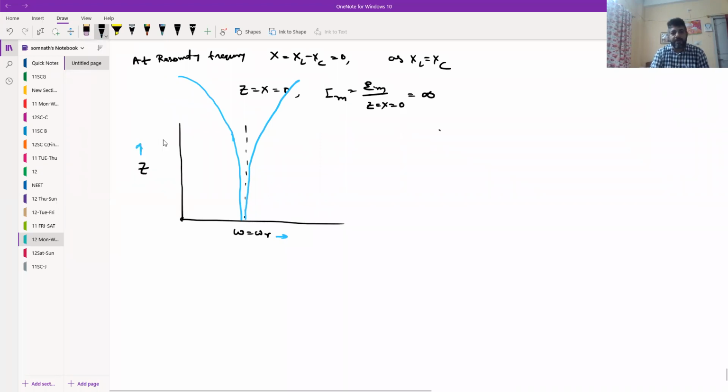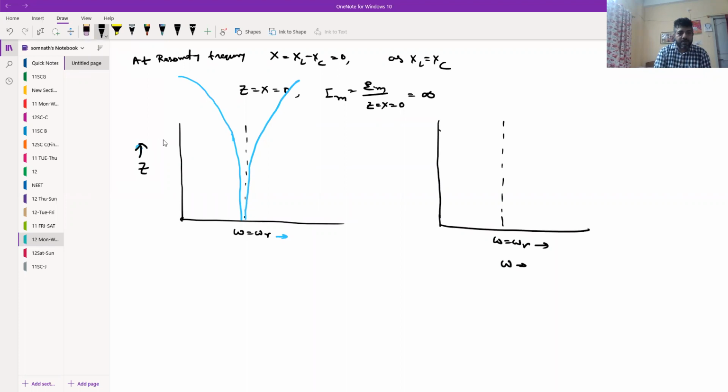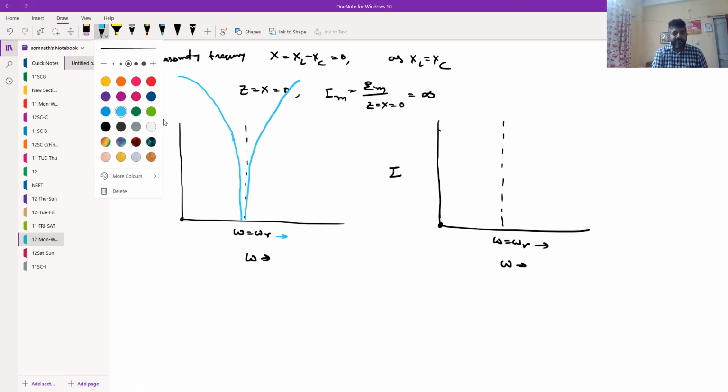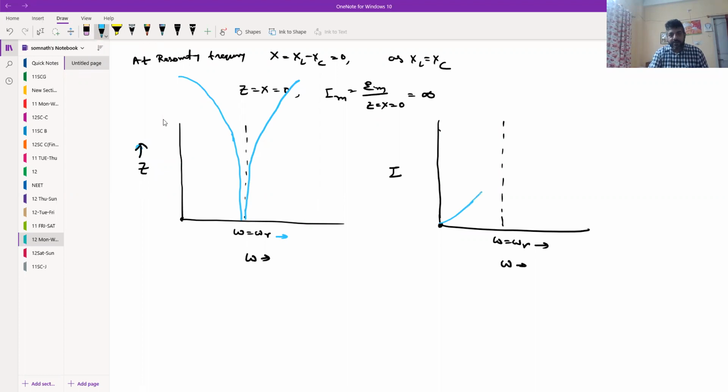And similarly for current, exactly the opposite thing happens. If you want to draw current versus angular frequency, omega equals omega R. This is omega. So when omega is 0, my current is 0. And at omega equals omega R, my current is infinity. And then again it will decrease. So it will increase like this and become infinity, fall from here and become 0.